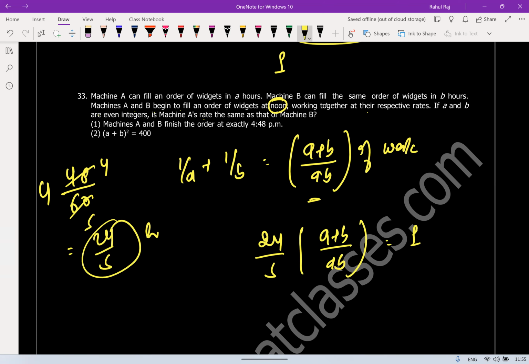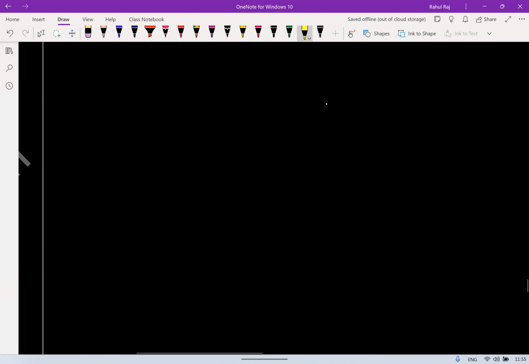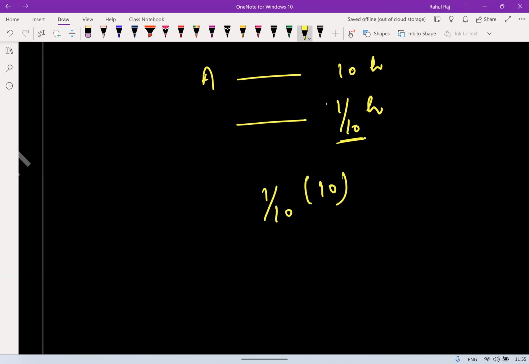Now it is exactly the same. I have not done anything different. Imagine A can finish a total work in 10 hours. So unit amount of work done by A is how much? 1 by 10. A can finish a total work in 10 hours, so in 1 hour it will do 1 by 10th of the work. So unit amount of work into total, that is 10 hours it takes to do, 10, 10 cancel, 1 work is done. That's what I have done. I have not done anything different.